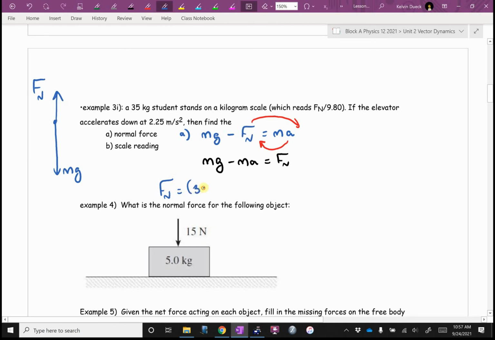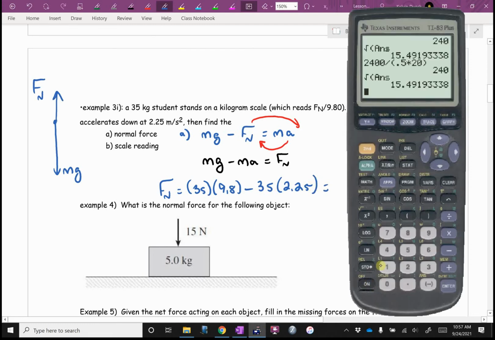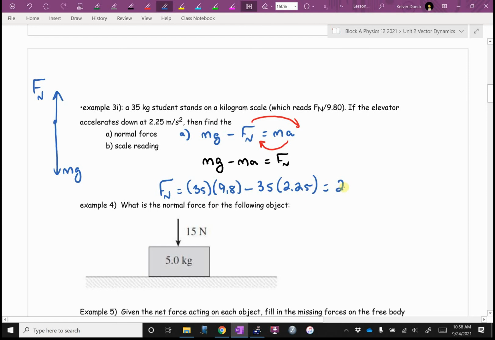M is 35, g. Am I going to put in a negative 9.8? I took care of that with my winner minus loser. In fact, I'm letting down be positive this time because it makes the math easier. Minus m 35, a 2.25, and I get 264.25. I'll call it 264 newtons. Is that right?